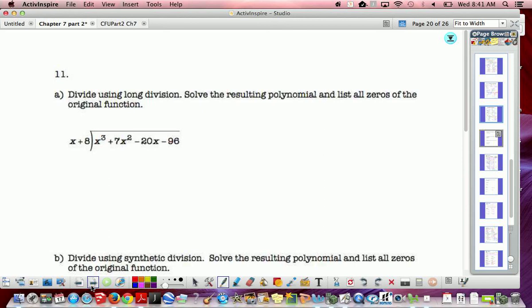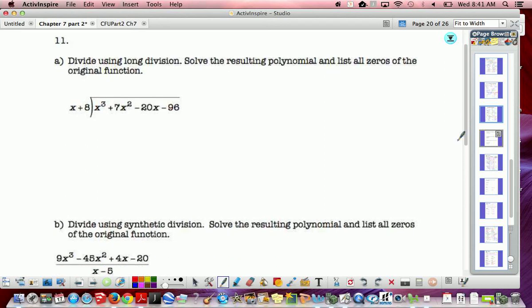All right, last page of our notes, the long division. So it says divide using long division, solve the resulting polynomials, and list all the zeros. So the first thing we want to do is the long division part. So we ask ourselves, how many x's go into x cubed? Well, x squareds. X times x squared gives me x cubed.